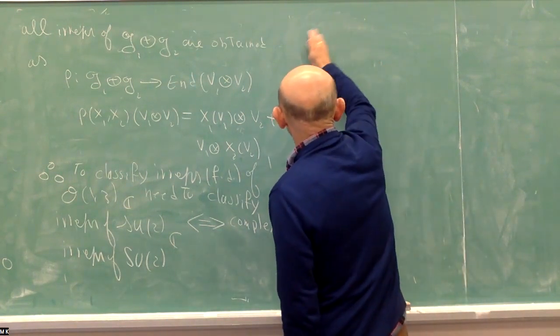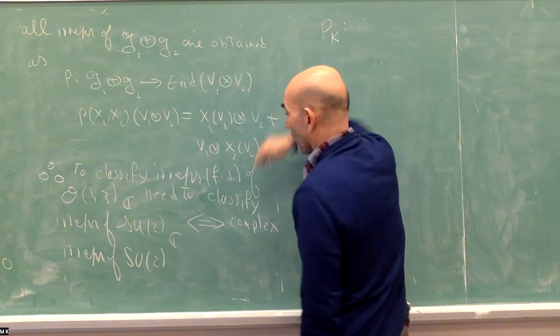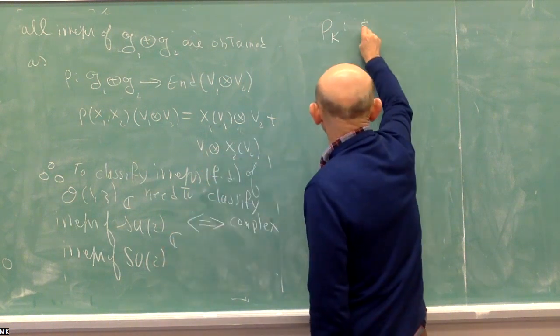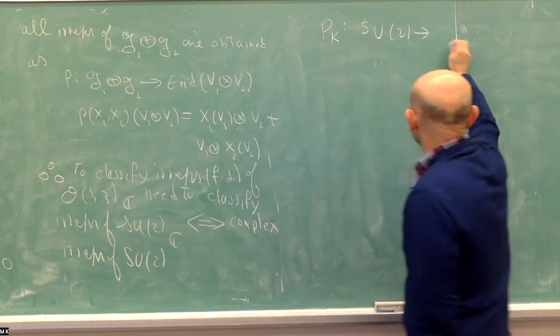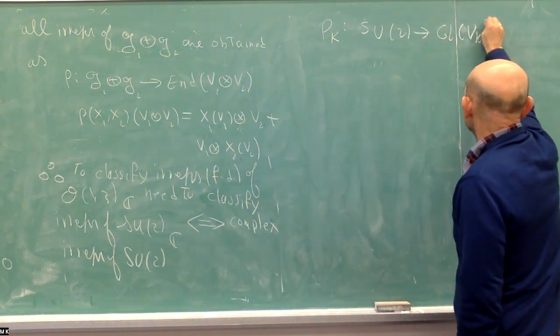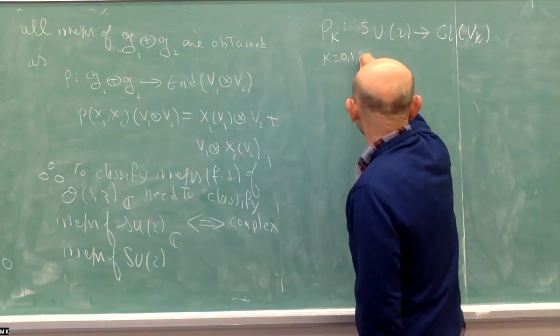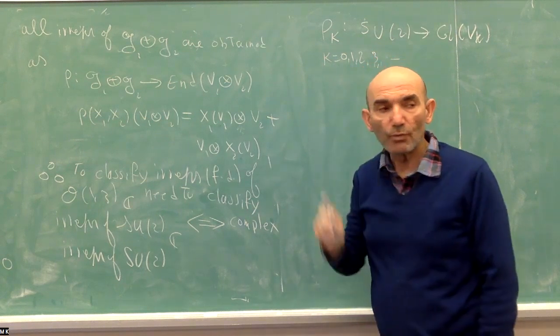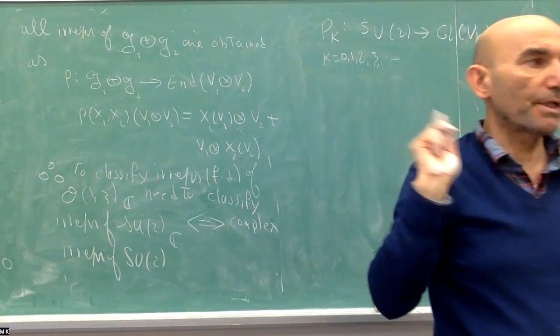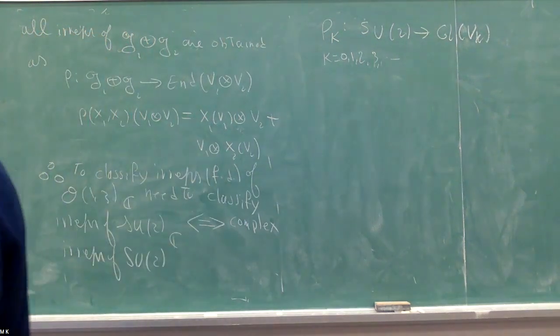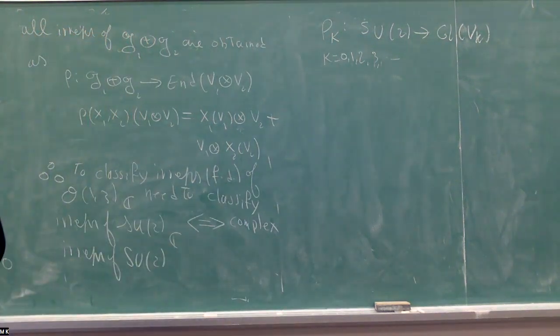There are many presentations of these things, but there is one. I start from the group SU2 to GL(Vk). Here k is equal to 0, 1, 2, 3, and so on. So what is Vk? We have to specify that vector space. Vk is a space of polynomials of degree k in two variables Z1 and Z2.